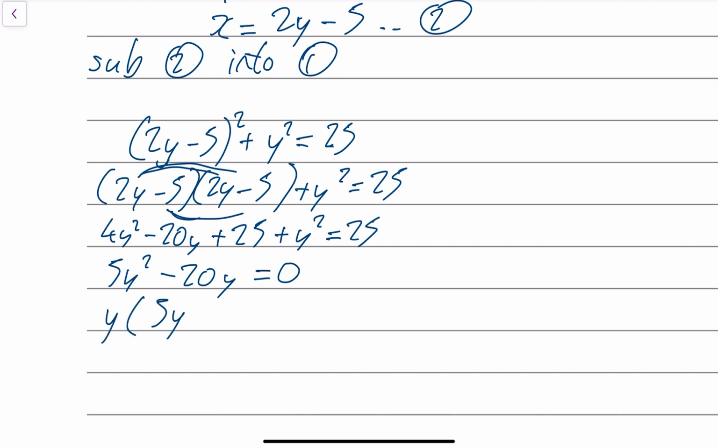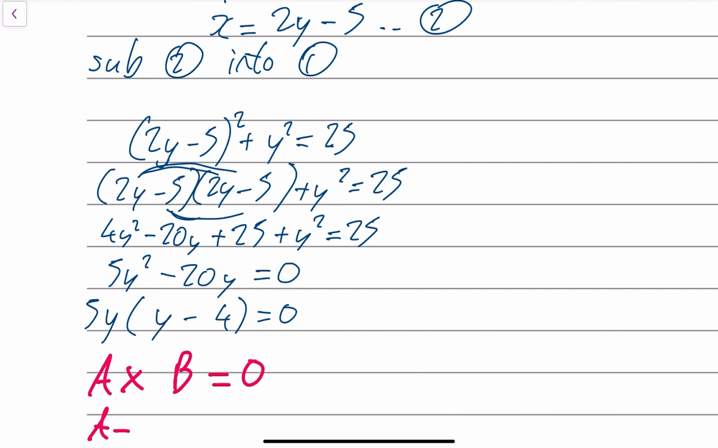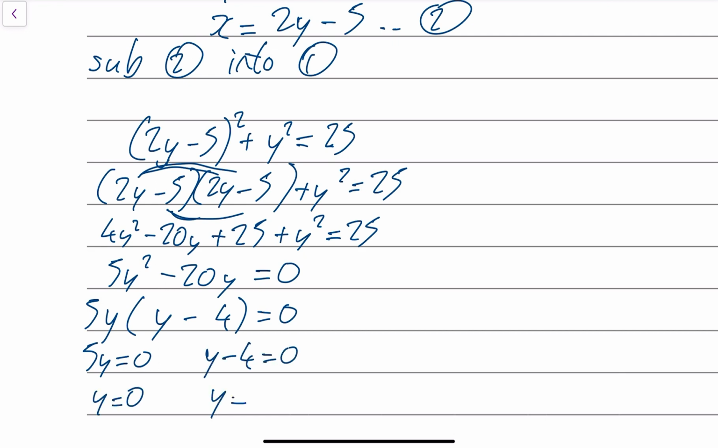Pull the y outside a bracket. Or I could have pulled out a 5y even. That would have been better. Pull a 5y outside a bracket. I'll have 5y times y minus 4 equals 0. You're in a lovely stage of mathematics here. You've got a times b equals 0. That means either a equals 0 or b equals 0. So here, that means 5y equals 0, which means y equals 0, or y minus 4 equals 0, which means y equals 4.